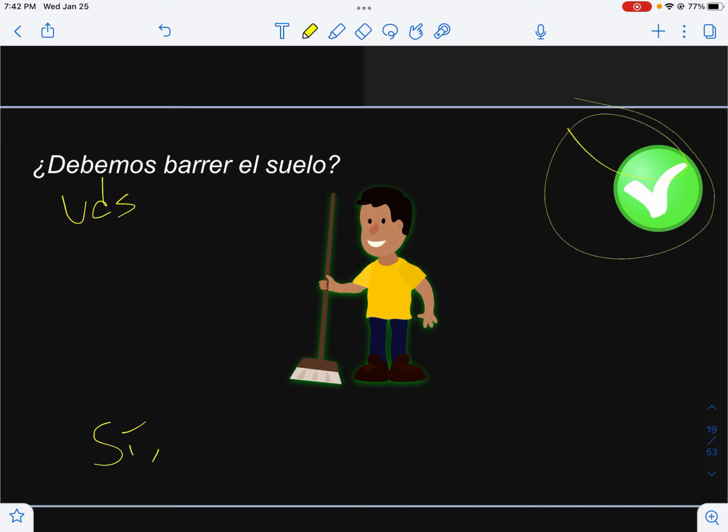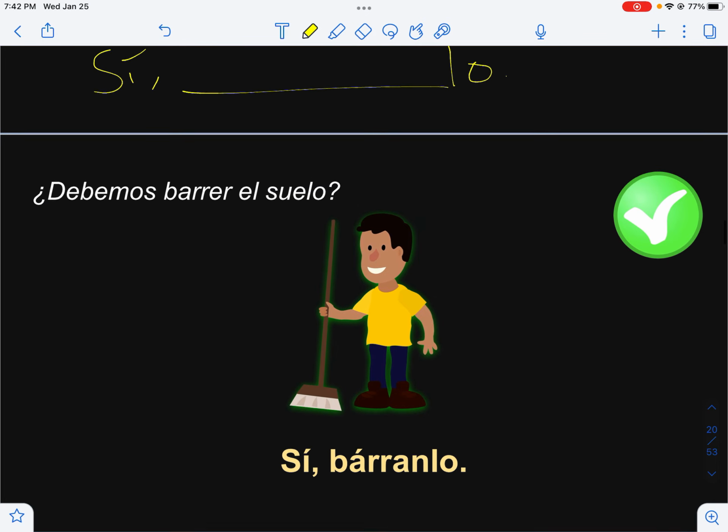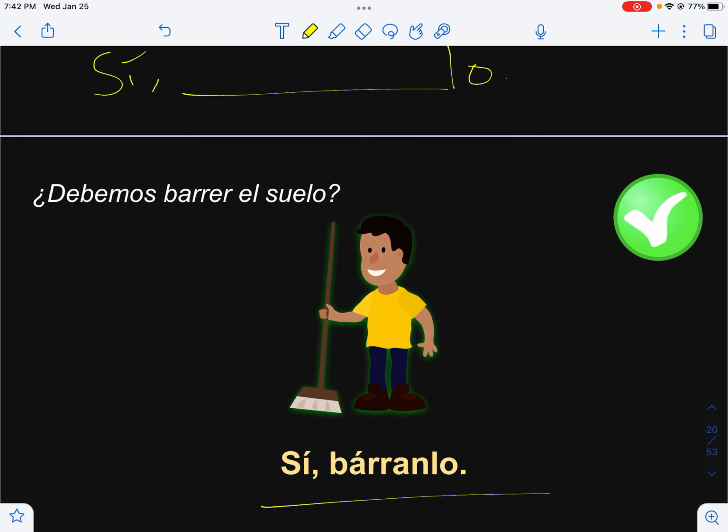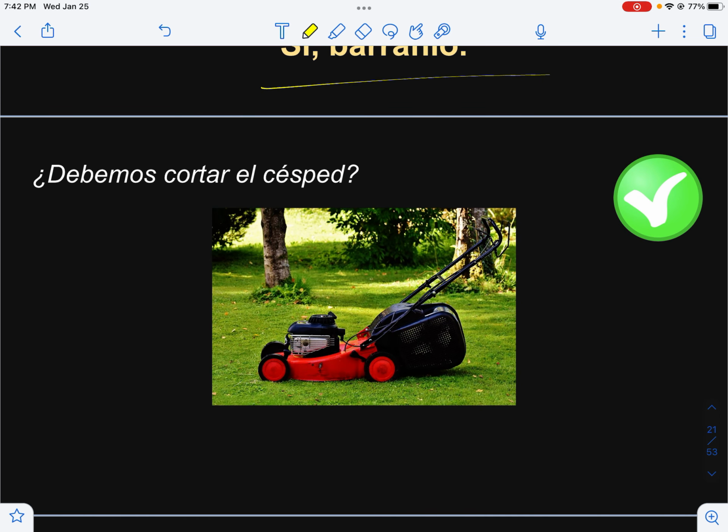For our verb. And then we need our direct object, which is not going to be el. It's going to be lo. So, lo. So we've got barrer. We need to put that in the yo form, which is barro, and then switch our ending, which will give us sí, bárranlo. Nice.